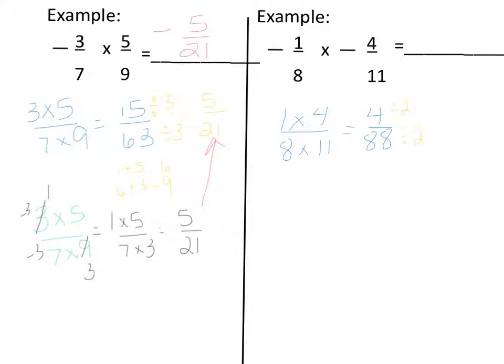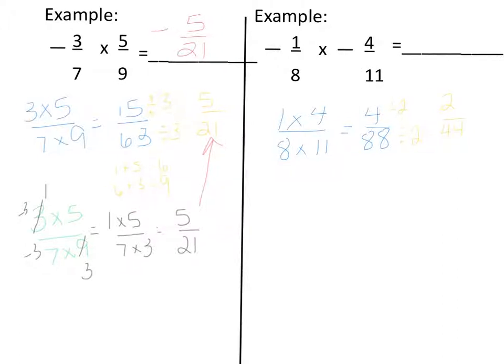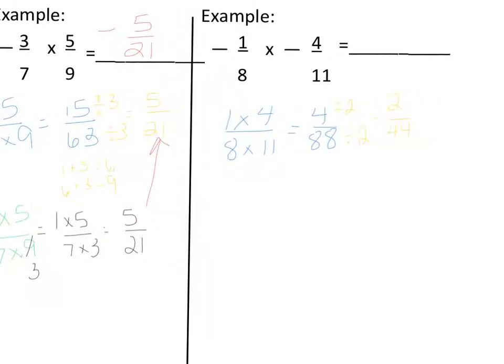4 divided by 2 is 2. 88 divided by 2 is 44. We can go through and simplify again by 2. 2 divided by 2 is 1. 44 divided by 2 is 22. So we end up with 1 over 22.